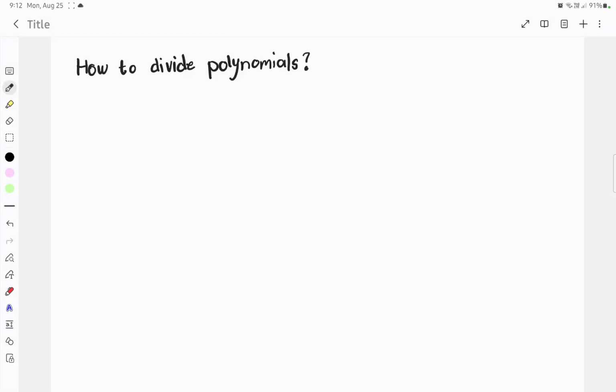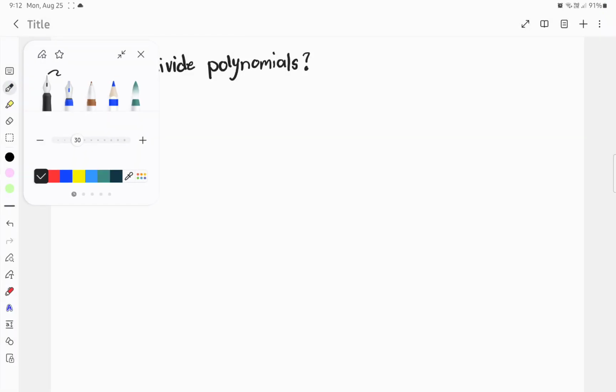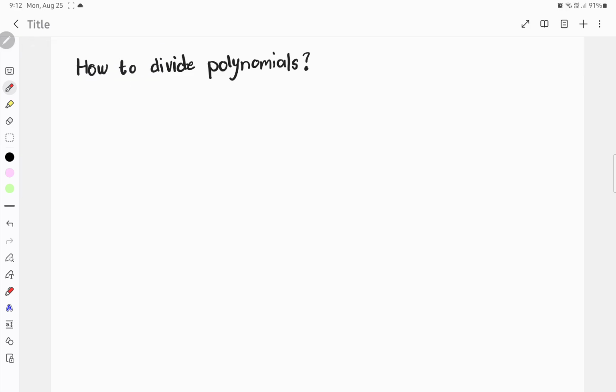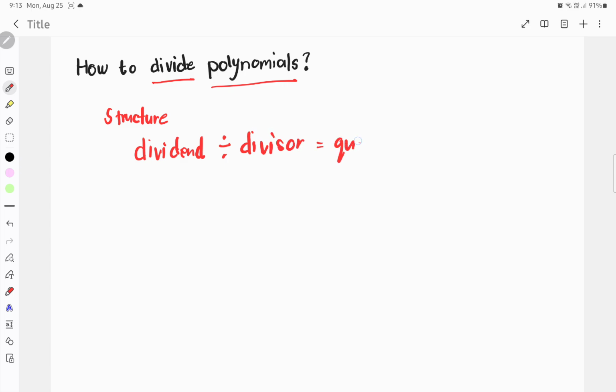How to divide polynomials. So let's have a new color pen. When you say divide polynomials, it would matter on the structure. Remember that the structure works with the dividend divided by the divisor, and then this would be the quotient.